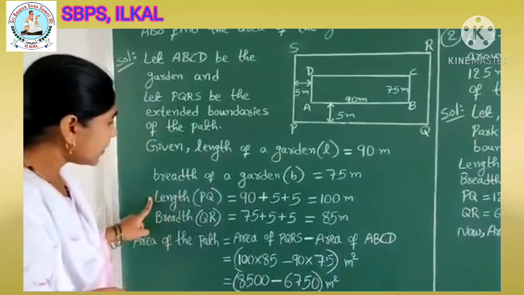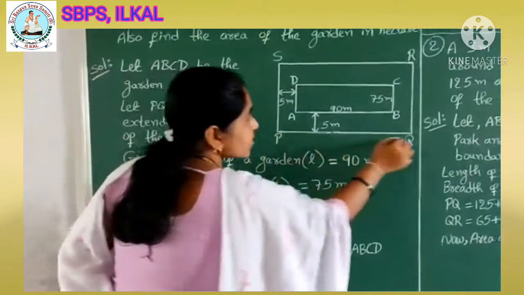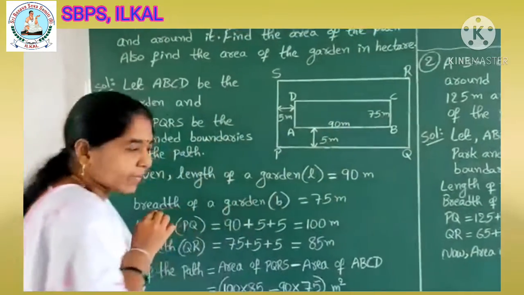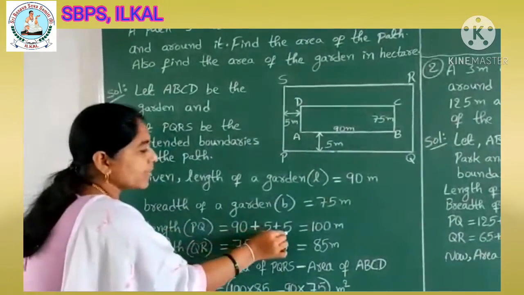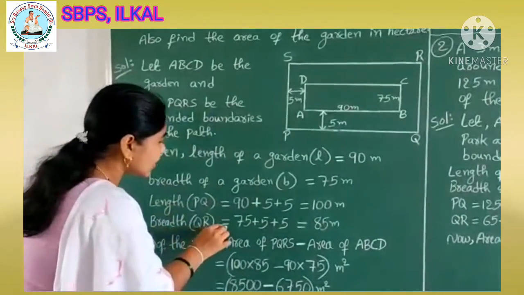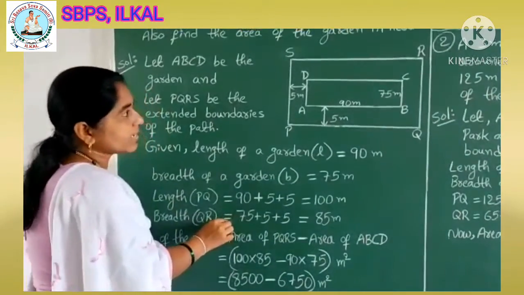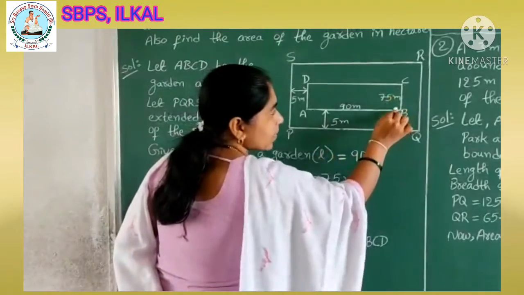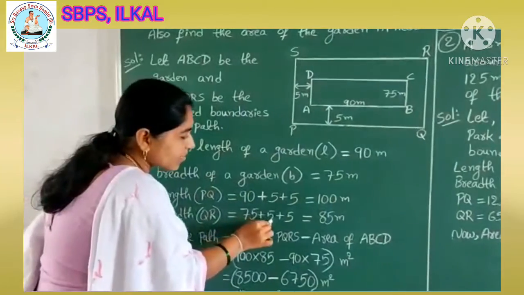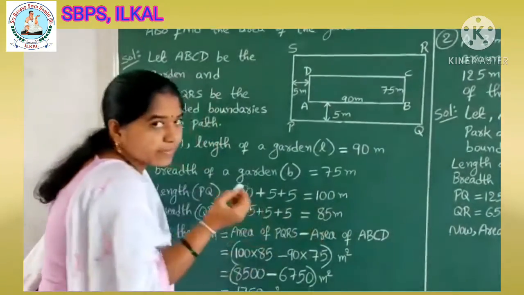Then length PQ is equal to, to find this PQ length children, we should add this 5 meter and 5 meter. Then 90 plus 5 plus 5 is equal to 100 meter. In the same way, breadth QR is equal to 75 meter plus 5 meter, here 5 meter we have to add. 75 plus 5 is equal to 85 meter.